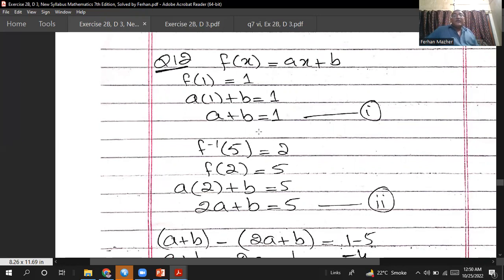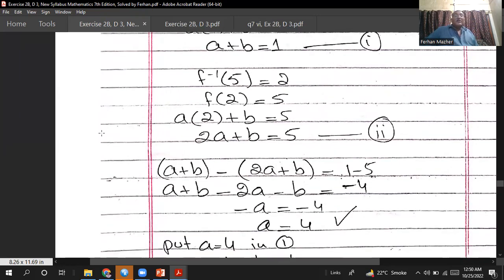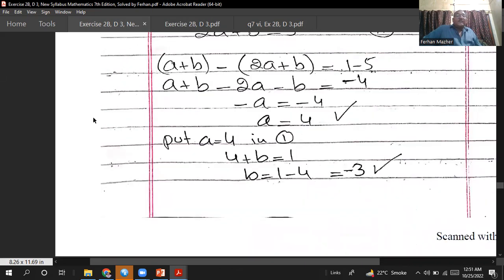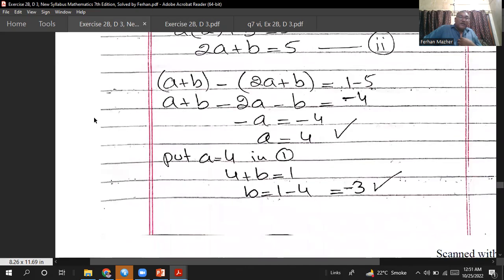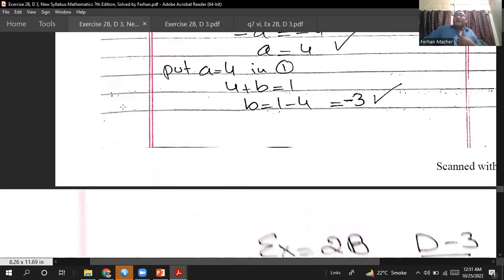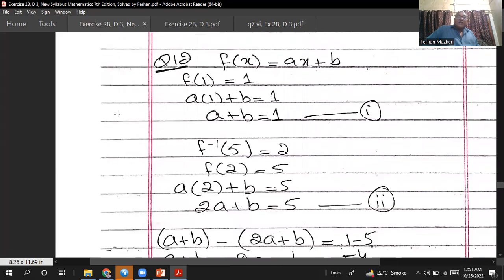So I will simply subtract the first and second equations from each other. So bracket a plus b bracket close minus bracket 2a plus b bracket close equals 1 minus 5. So I've subtracted those brackets, and you will have a plus b minus 2a minus b equals minus 4. So it will be minus a equals minus 4. So a will be equal to 4. Now put a equals 4 in the first equation. So you will have 4 plus b equals 1. So b will be equal to 1 minus 4, and that will be minus 3. So you got the values of a and b.